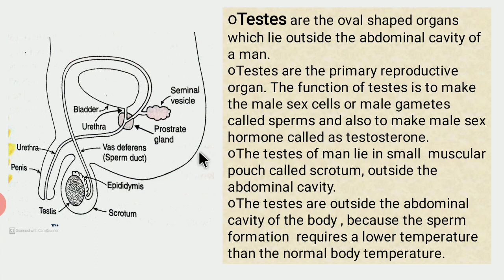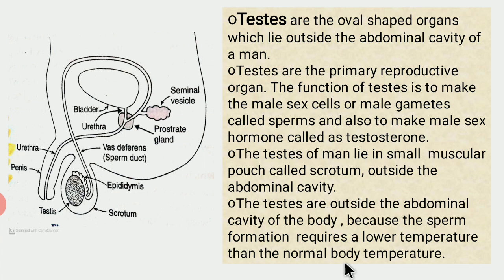If you observe this side view of the male reproductive system, this is the abdominal cavity, and outside the abdominal cavity there is a muscular pouch like structure which we call the scrotum, and inside the scrotum the testis is situated. The testes are outside the abdominal cavity because sperm formation requires a lower temperature than the normal body temperature. Okay, means the formation of sperm requires less temperature than our body.